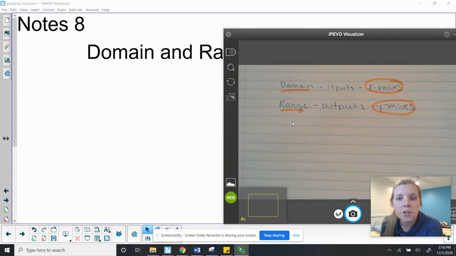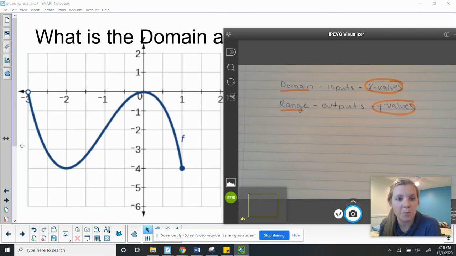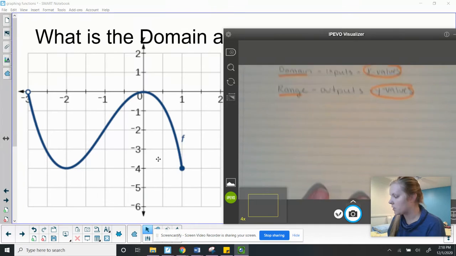Okay, so we're going to practice finding the domain and the range of two graphs right now. If you could just do your best to sketch these in your notebook. It's going to be a little bit hard. If we had been in class, I would have printed them out for you, but we don't have that opportunity right now. So you're going to do your best to sketch these in your notebook, and we're going to calculate the domain and the range.